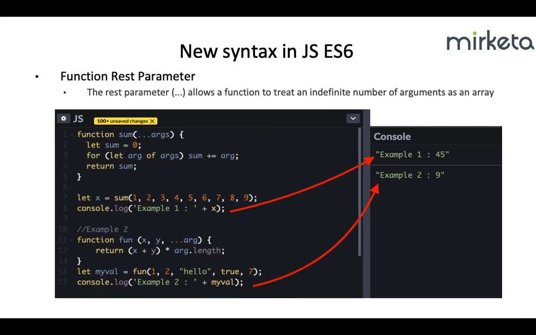As I said, in the first example, we pass numbers 1 to 9 and we get the sum of all the numbers. In the second example, we pass different types of parameters and we do some operations like adding the first two numbers and finding the length of the remaining arguments. So it is possible to pass arguments with the same data type and also different data types.